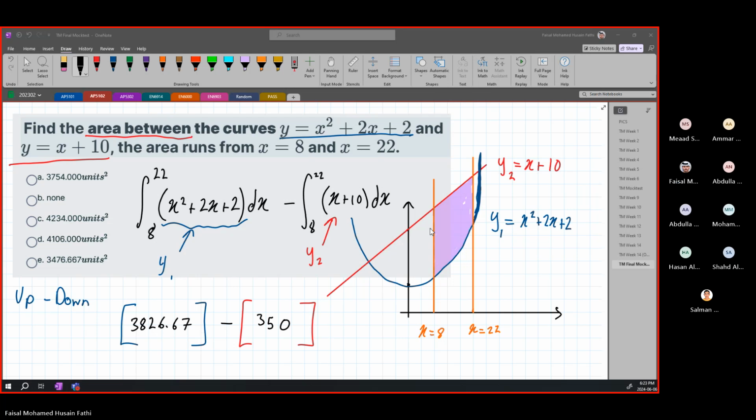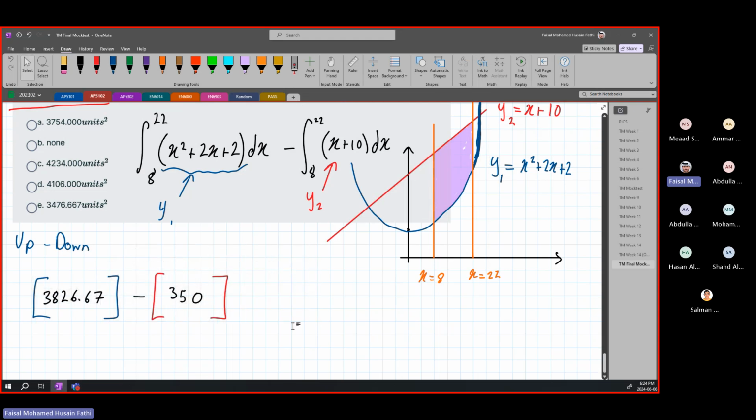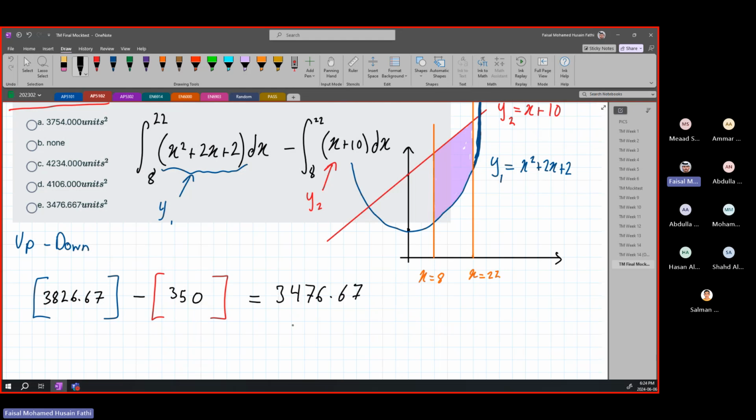So we did up minus down, again, it doesn't matter. We didn't care about up minus down. We did one minus the other, all right? So here, if you put this into the calculator and find the actual answer, 3826.67 minus 350 is equal to 3476.67. All right, معناته this is our answer.